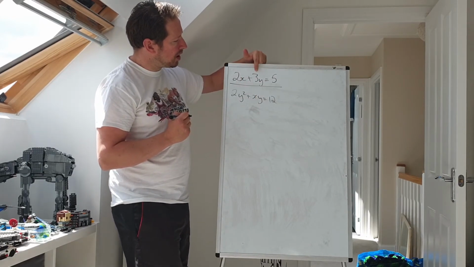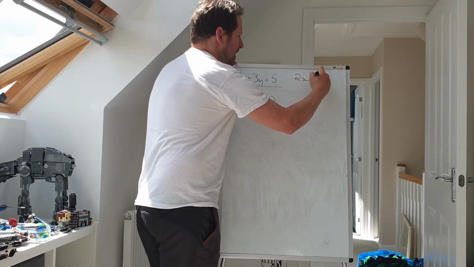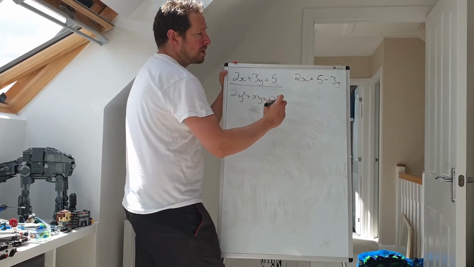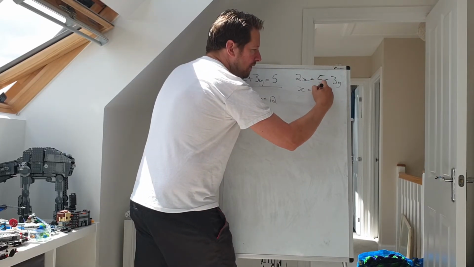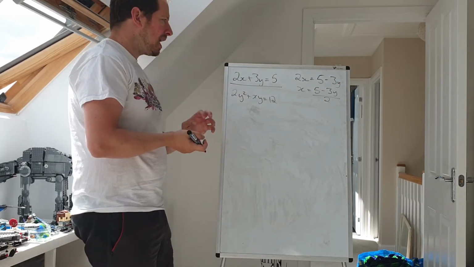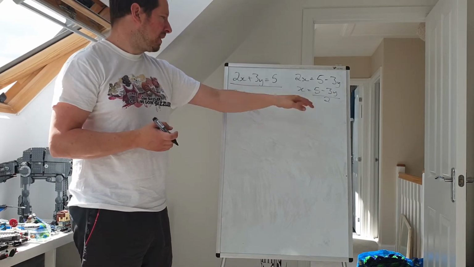So this plus 3y, I'm going to move on to this side and make it minus 3y. So I've got 2x equals 5 minus 3y. And I'm going to divide through by 2. x equals (5 minus 3y) divided by 2. And now I've got an x equals. It's not a nice x equals, but either way we've got it.